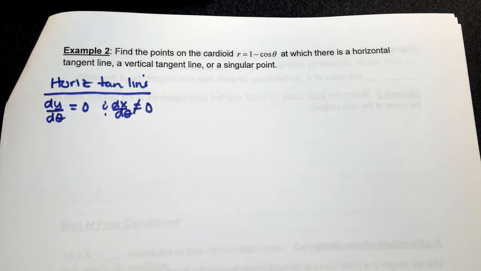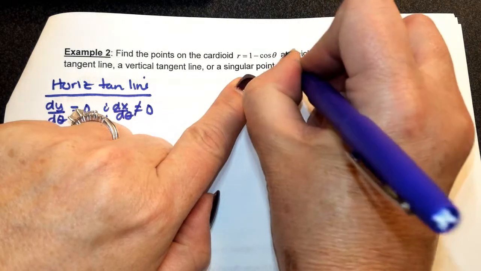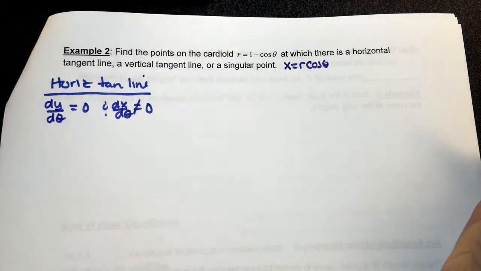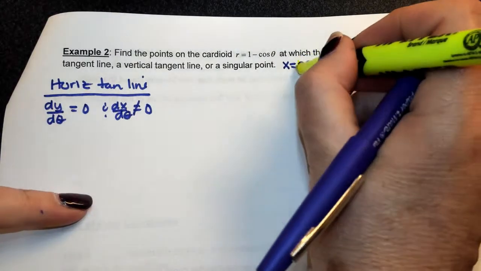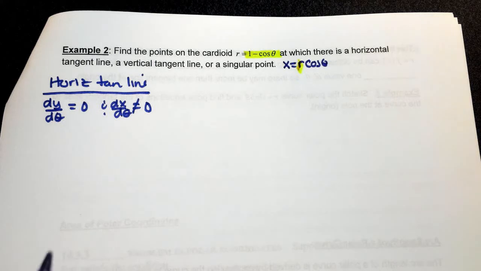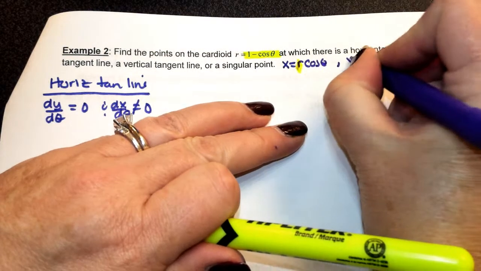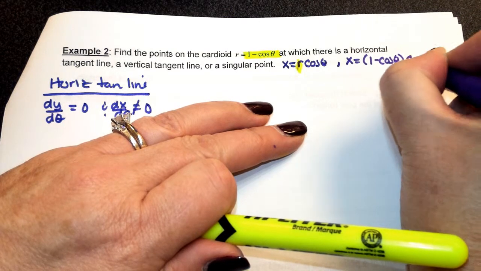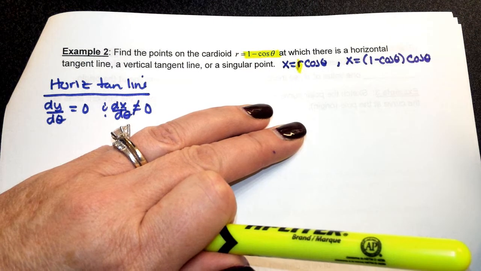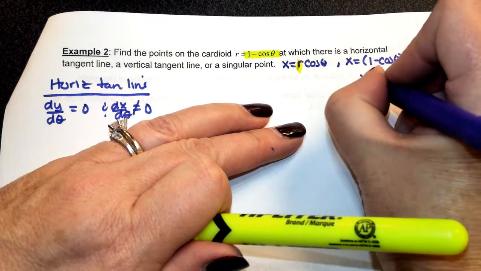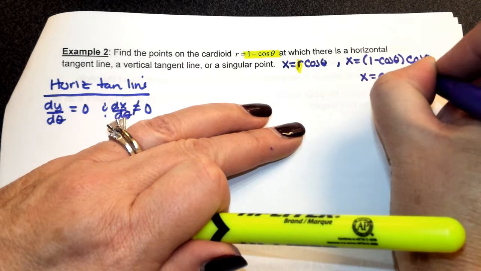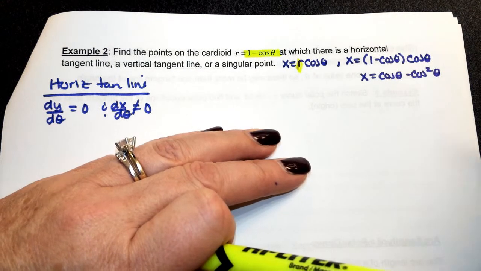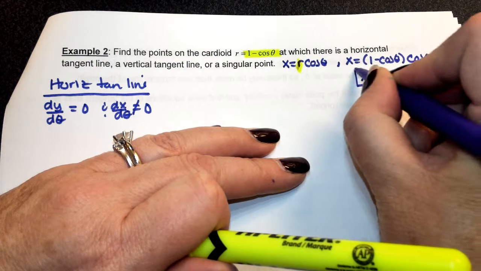So just like I had to do in the last problem, remember x is equal to r cosine theta. Just like I did in the previous example, I've got to take r out, and I have to replace it with a 1 minus cosine theta. So x is going to be equal to, make sure you keep parentheses around that 1 minus cosine theta, times cosine theta. Distribute, x is equal to cosine theta minus cosine squared theta. So any questions on where I got that x from?